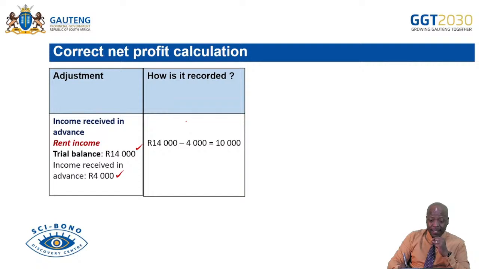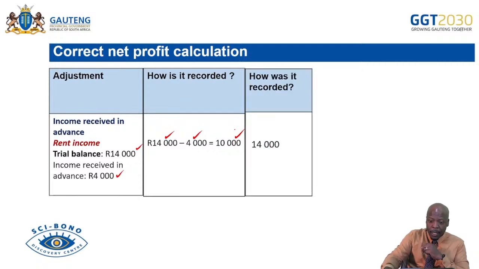When you have income received in advance, in the statement of comprehensive income, you must take your 14,000, then subtract the income received in advance so that you remain with your 10,000 there. That is how it must be recorded. This is the correct way of recording it. However, our bookkeeper recorded it as 14,000. Instead of recording the 10,000, they just kept the 14,000 as it was. So remember, this becomes wrong because the 4,000 is income received in advance.